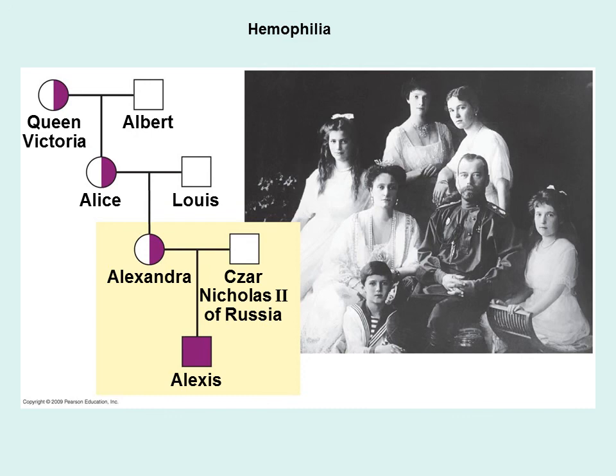Alice was a carrier. Where did she get her gene from? It was not, once again, from her father, because if it had been from her father, he would have also had hemophilia. So you know it came from her mother, who was Queen Victoria. So this is just showing an example, using some history, of how to trace some of these genetic traits with disorders.